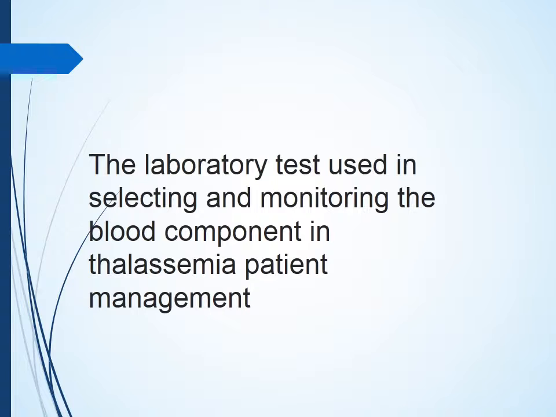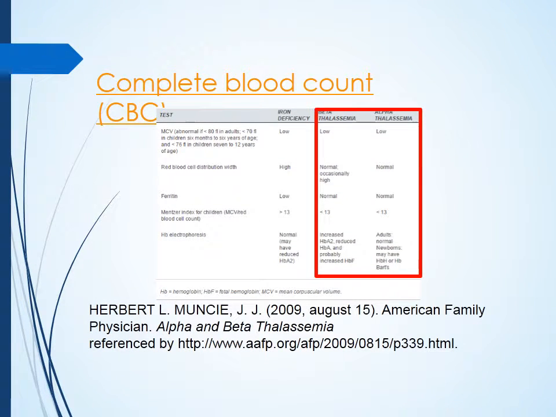The laboratory tests used in selecting and monitoring the blood component in thalassemia patient management. Complete blood count. The complete blood count is an evaluation of the cells in the blood. It evaluates the size and the shape of the red blood cells present, reported as the red cell indices. Mean corpuscular volume (MCV) measures the size of red blood cells. Low MCV is the first indication of thalassemia. The red cell distribution width is normal in thalassemia and occasionally high.